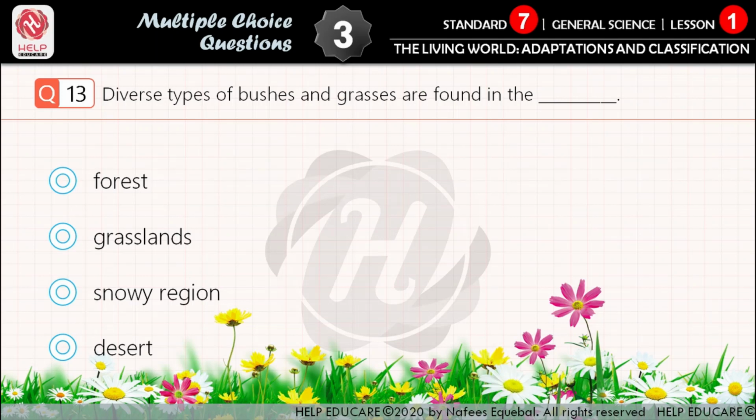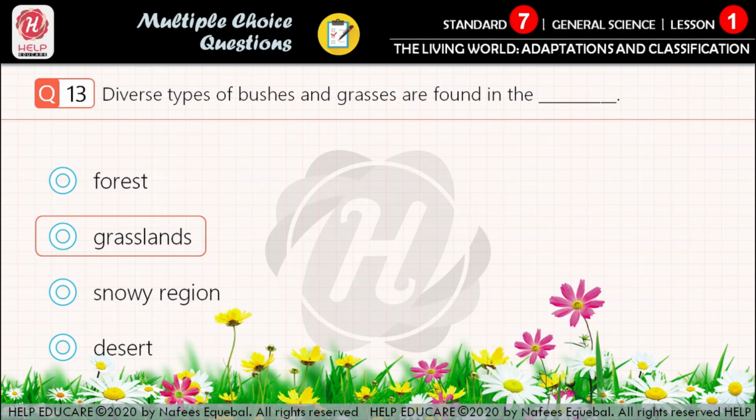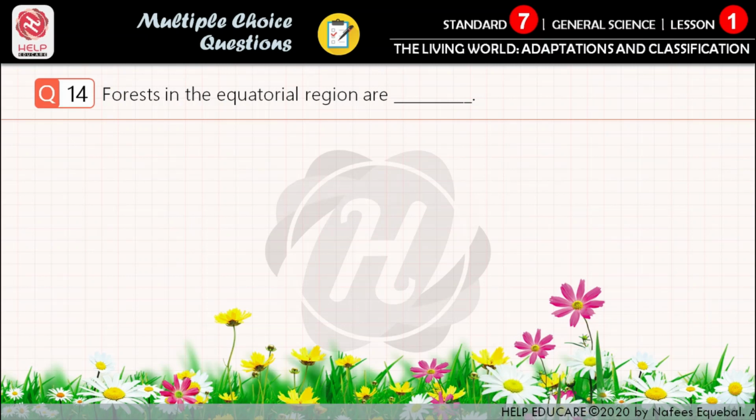Correct answer is grasslands. Question number 14. Forests in the equatorial region are dash. First option, dense. Second option, light.